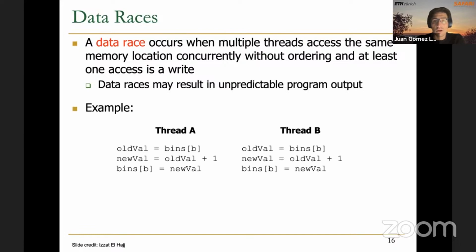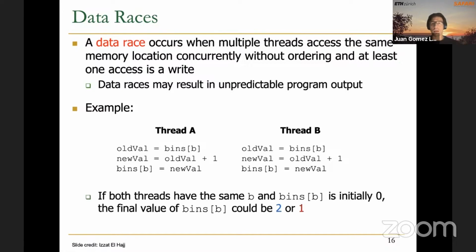Data races may result in an unpredictable program output, and I'm going to show you here one simple example. Imagine that we have two threads, thread A and thread B, and what they are doing is calculating a histogram, for example. They have to update a certain position of the histogram called one bin. And actually what you can see here is that we are reading one bin and we are adding one, and then we are storing the result. That's what thread A is doing, and also thread B is doing the same. The problem is that depending on how these two threads execute the instructions, we may end up having as a result value 1 or value 2.